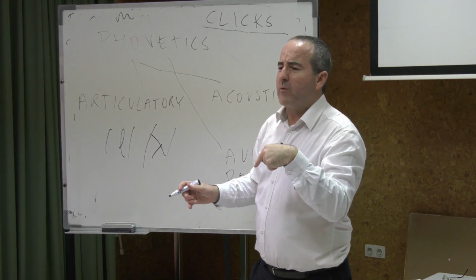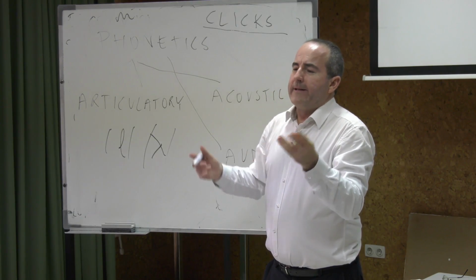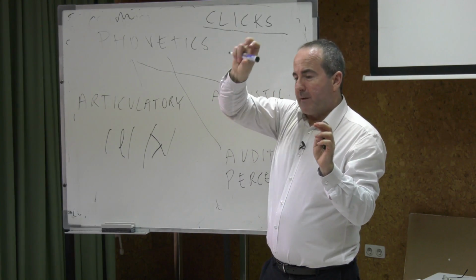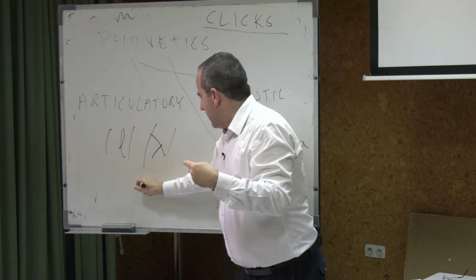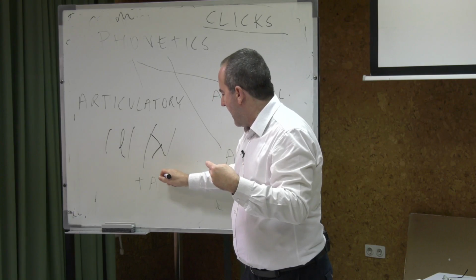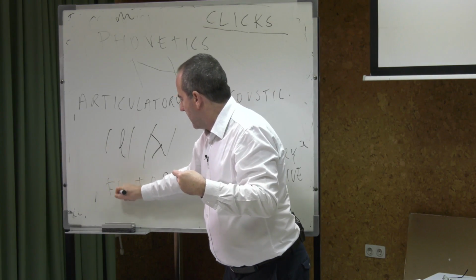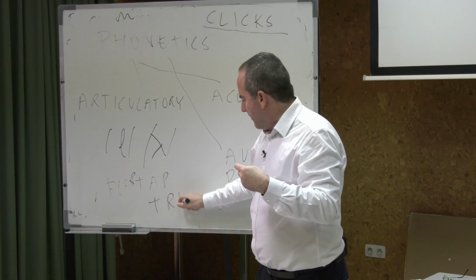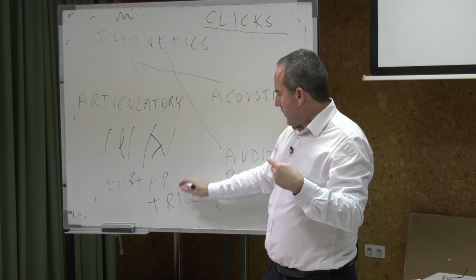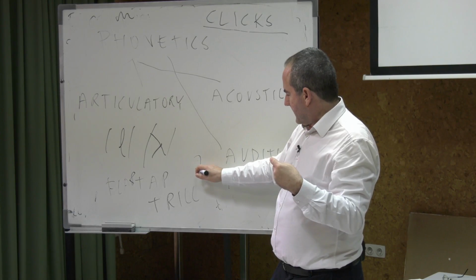Then the other type of liquids is what in Spanish we call vibrantes, vibrante simple and vibrante múltiple. In English they call them tap or flap, or the vibrante múltiple they call trill. Okay, and we indicate like this.